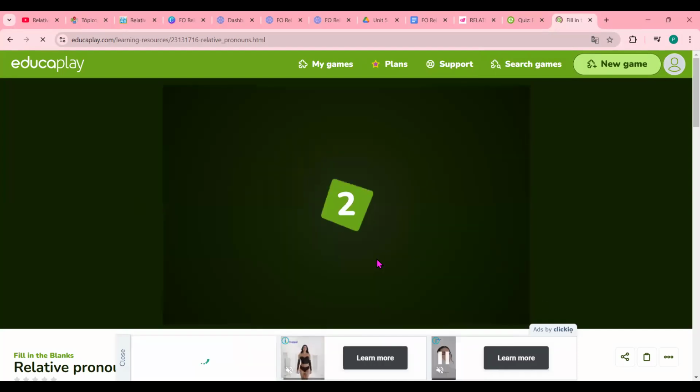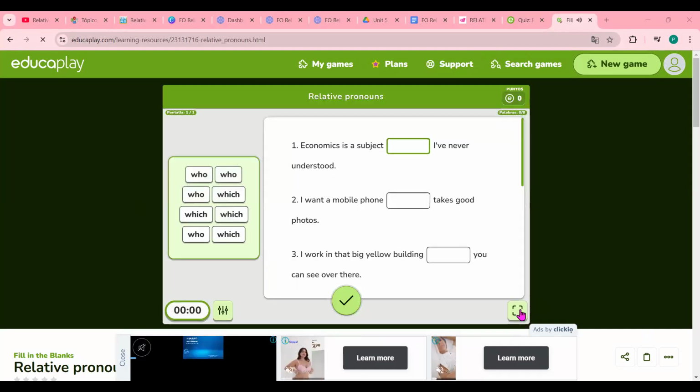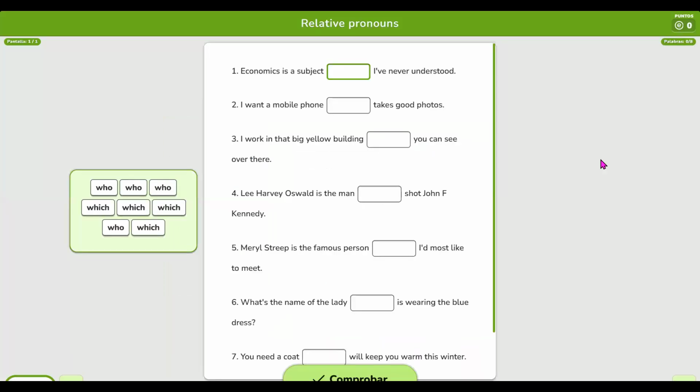We start. Full screen. Okay. Only two relative pronouns. Who and which. Yes? My dear Giselle, could you complete the number 1, 2, and 3? Maybe Giselle? Yes.